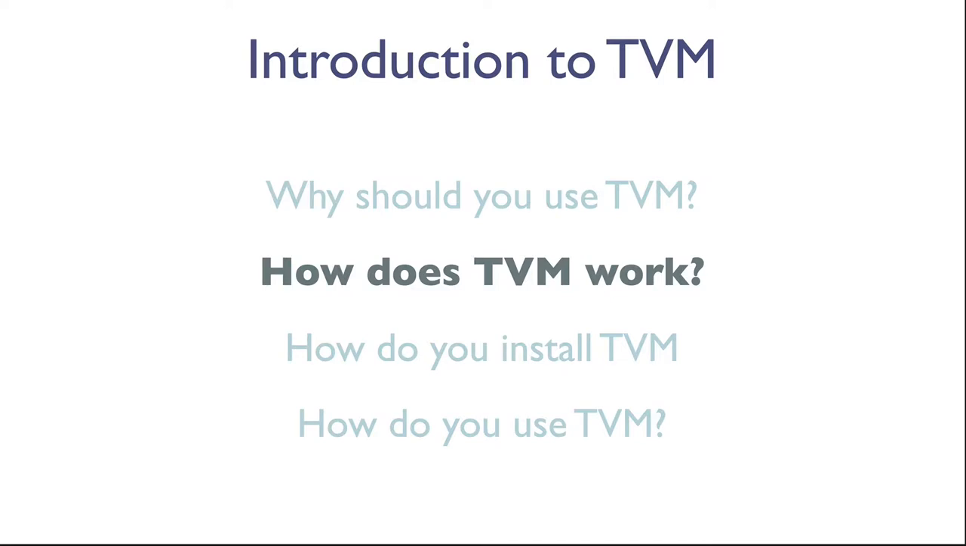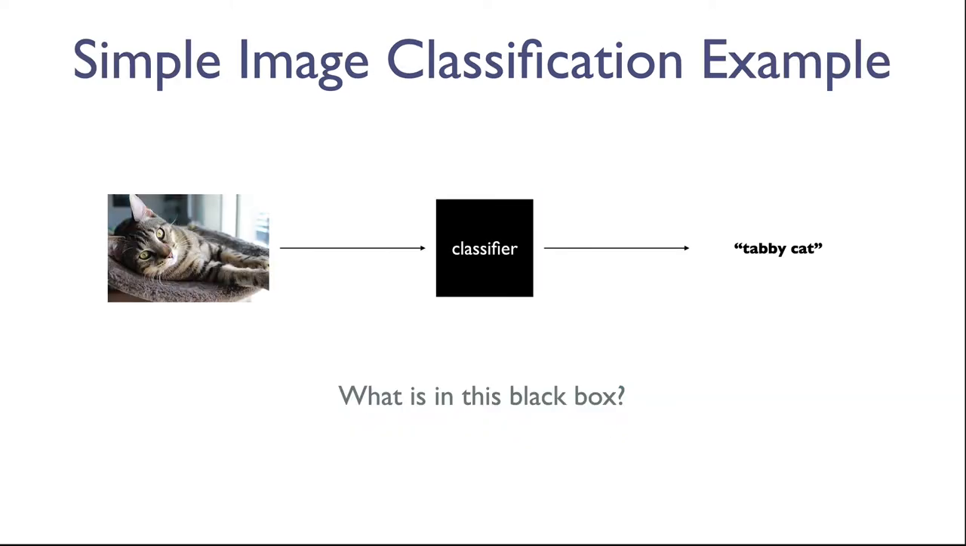Okay, so now that we've covered why you should use TVM, let's move on to how TVM works. Okay, so let's come back to our simple image classification example. We have an image, we send it into the classifier, and we get an inference about what that image is. But what's happening inside of this black box?